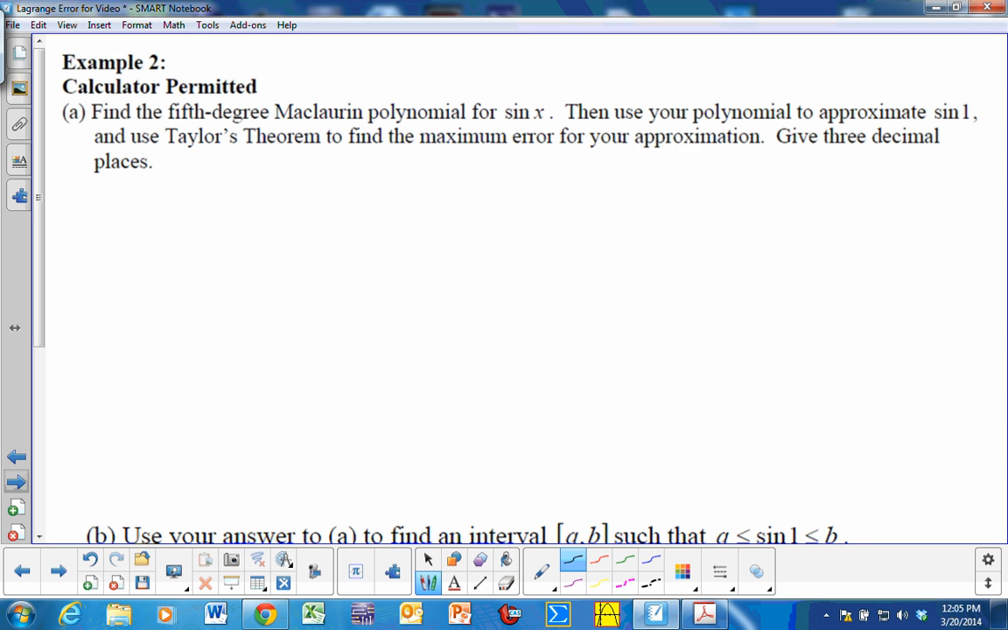Okay, so now this one says find the 5th degree Maclaurin polynomial for sine, then use that polynomial to approximate sine of 1. Now again, you could just take your calculator, type in sine of 1 and get an approximation.